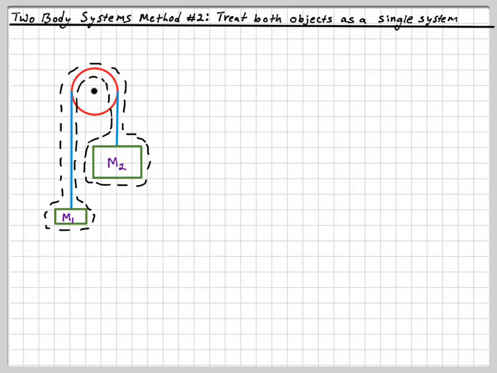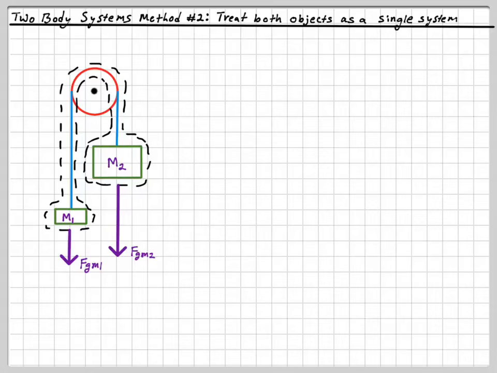Of course, I want to draw the forces that are acting on this object. So I'm going to draw force gravity of M1 and force gravity of M2. Notice I'm not drawing force tension. And the reason I'm not drawing that is because force tension is now internal to the system. It's not an external force on the system.